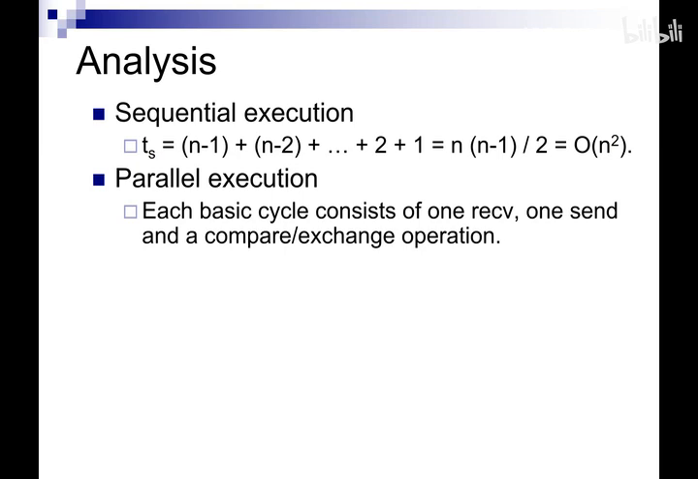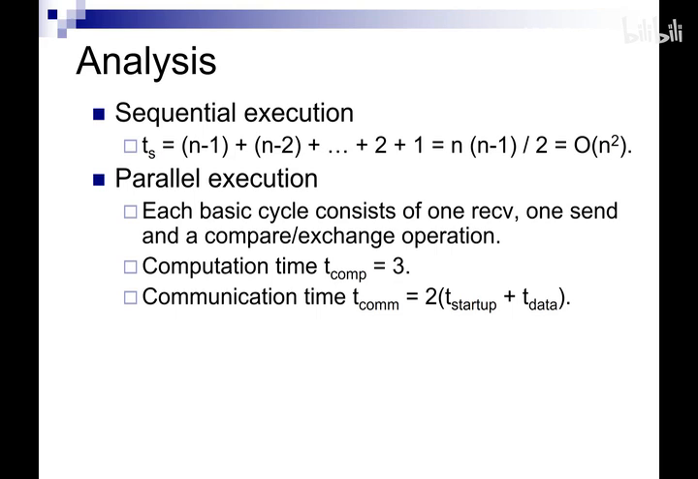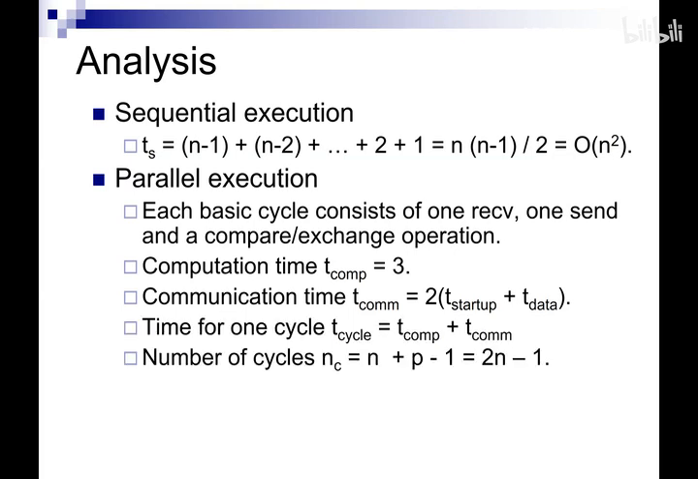In a parallel setting, the basic cycle is going to have a receive, a send, and then this comparison operation. So the computation time is going to be, let's say, 3 steps. The communication time is each time you just send 1 piece of data. You receive a piece of data and you send it, so it's going to be 2 times this thing. And the time for 1 cycle is just the sum of these.